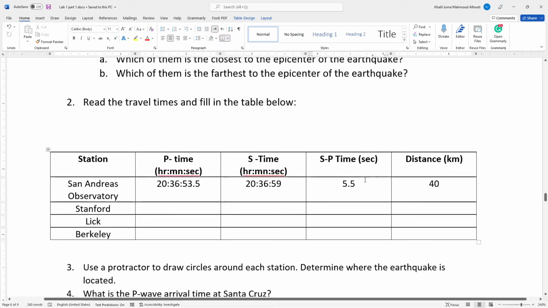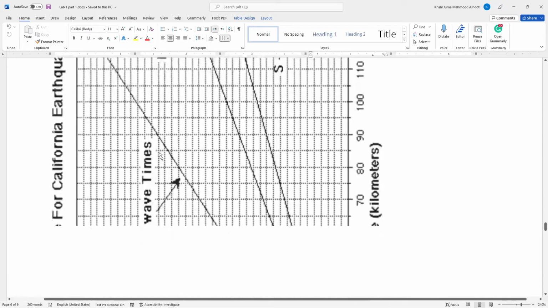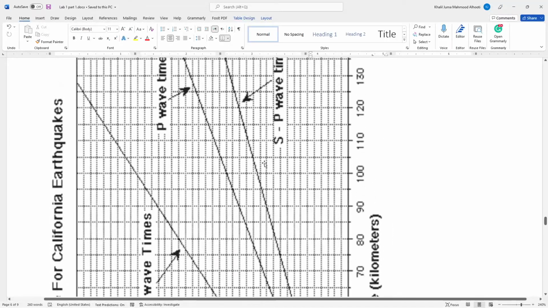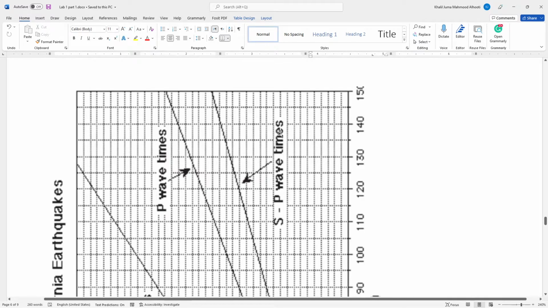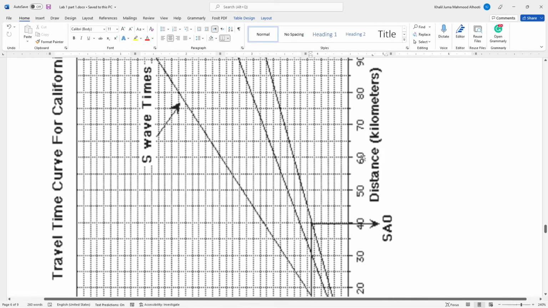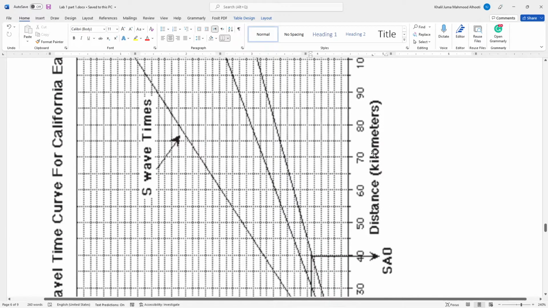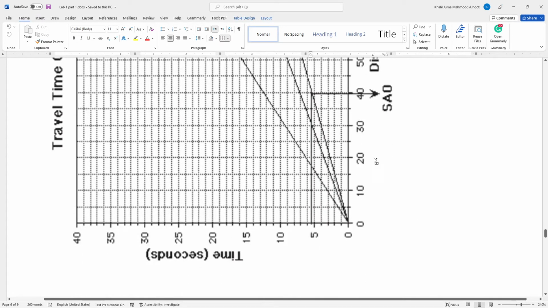We take this number, come here to this graph, and there is a line for S minus P wave time. So for the first one, it was 5.5 seconds. Draw a line that's parallel to the x-axis. So this is the time axis. This is the distance. The x-axis is the distance.